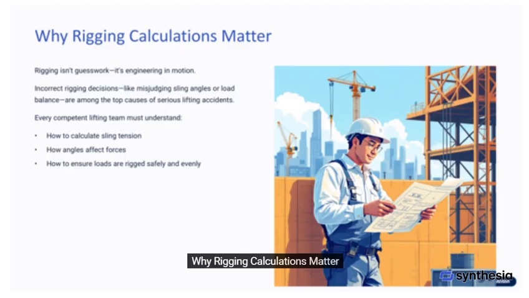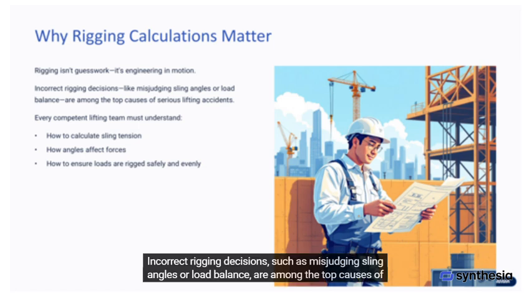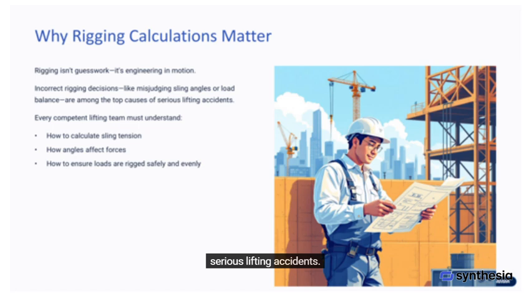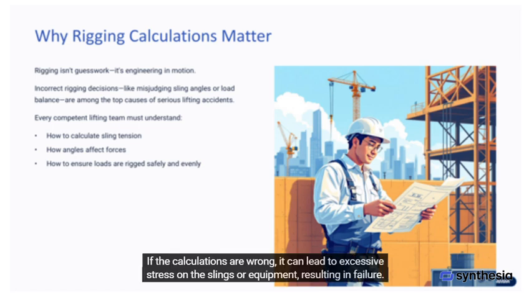Why rigging calculations matter. Rigging isn't guesswork, it's engineering in motion. Incorrect rigging decisions, such as misjudging sling angles or load balance, are among the top causes of serious lifting accidents. If the calculations are wrong, it can lead to excessive stress on the slings or equipment, resulting in failure.